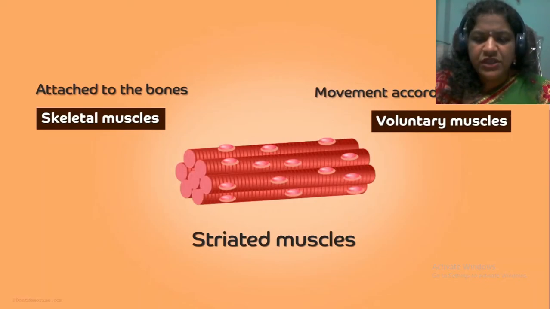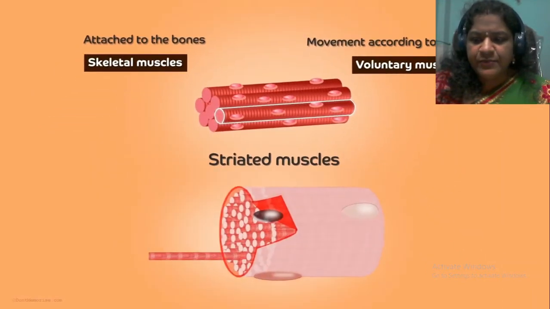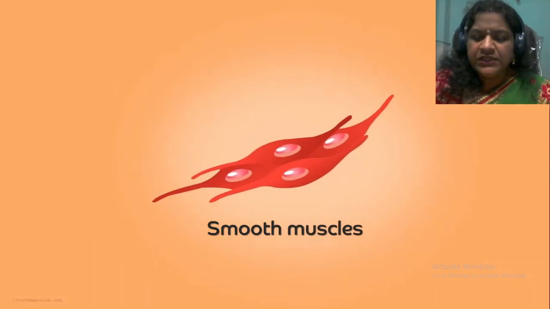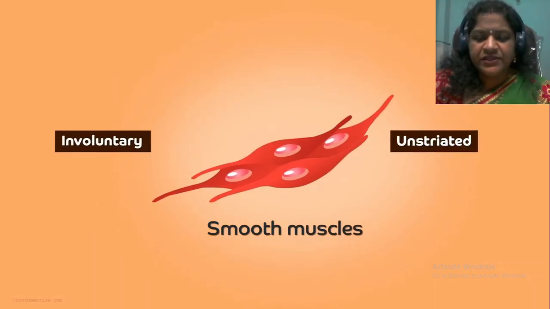They are found to have a typical round cylindrical structure due to wrapping of long muscle fibers together. These are usually unbranched and multinucleated. On the similar line, we have the next type, the smooth muscles. They are also called the unstriated muscles and are involuntary.